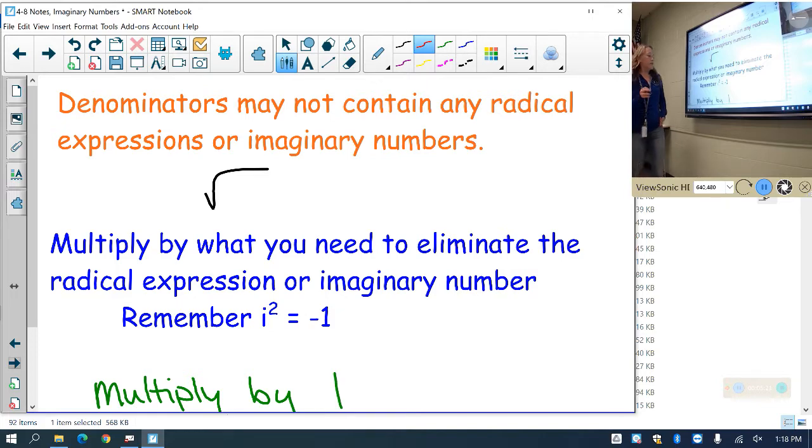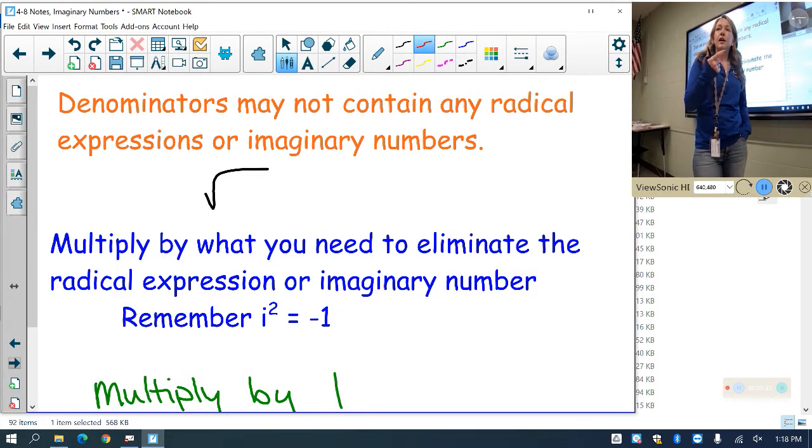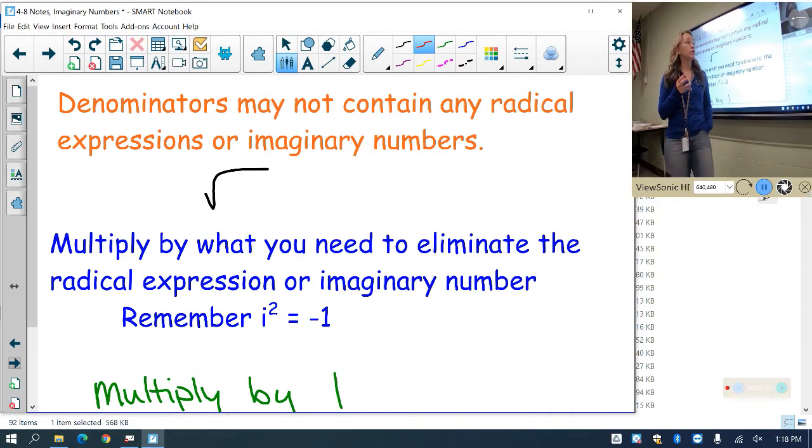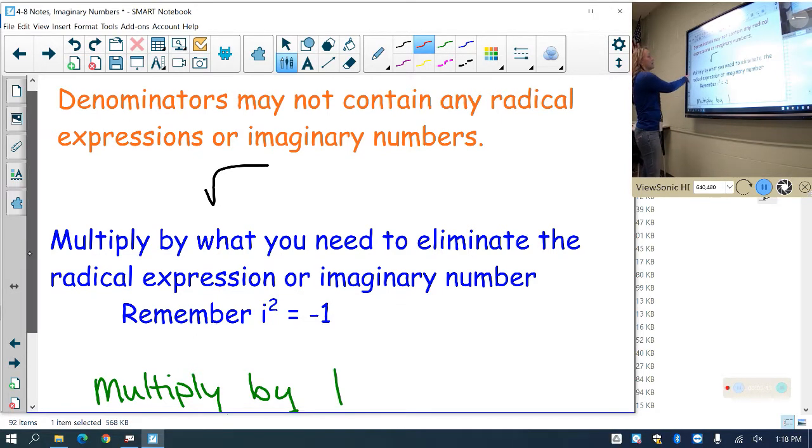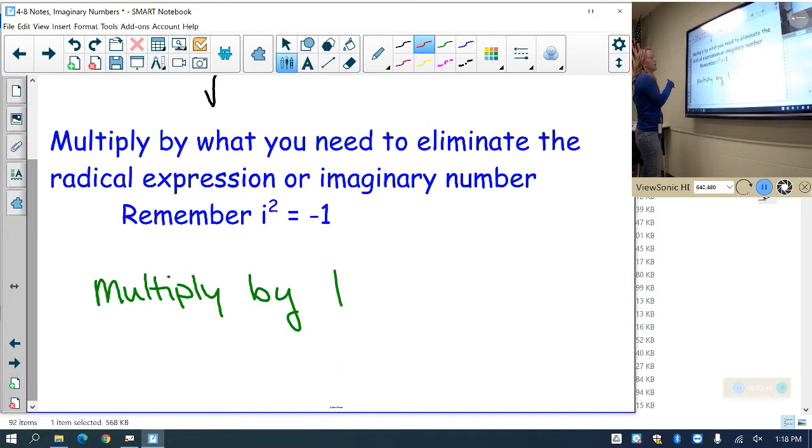Now, something that you have to remember when you're dividing: so far we've added, subtracted, and multiplied. Now we're going to divide complex numbers, or imaginary numbers. You cannot have an imaginary number, an i or a square root in the denominator. So when you solve these, you need to use some strategies to get rid of the i in the denominator. Denominators may not contain radical expressions or imaginary numbers. Multiply by what you need to eliminate the radical expression or the imaginary number in the denominator.